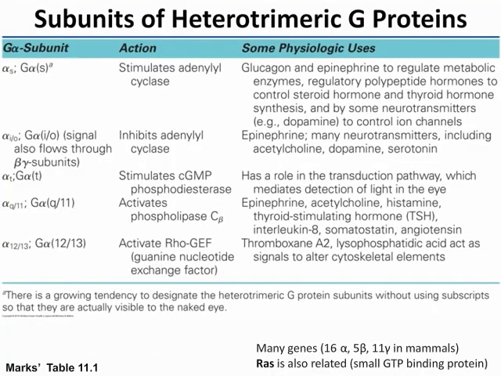So here's another important slide. It's a table, so make sure you know everything from this table. It's also your learning objective 7. So know the different subunits of heterotrimeric G proteins and what they stimulate, activate, or inhibit, as well as some of their physiologic uses. On the left column, we have all our different subunits of that G protein. We have what it stimulates. The first one is going to stimulate adenyl cyclase. And then we have their physiologic uses. So just be sure to read through all of these and be able to differentiate between all of them.